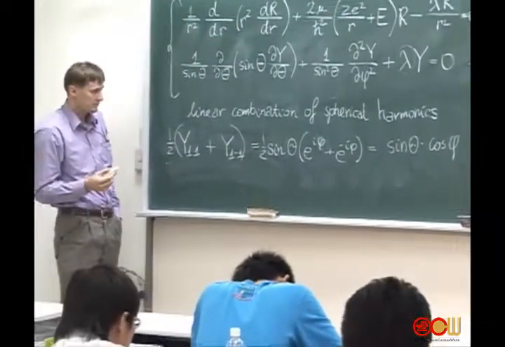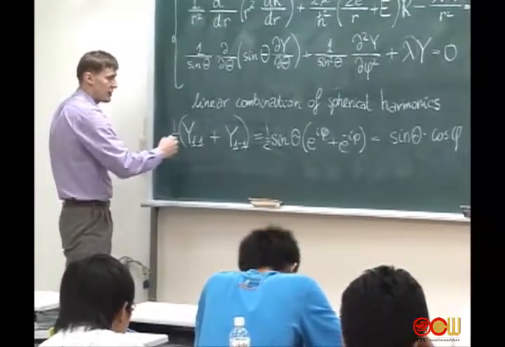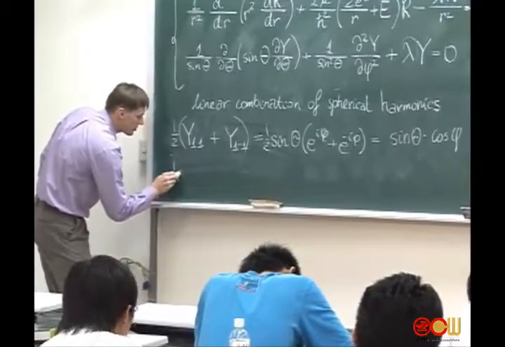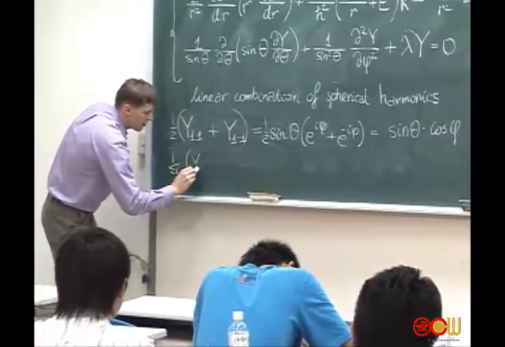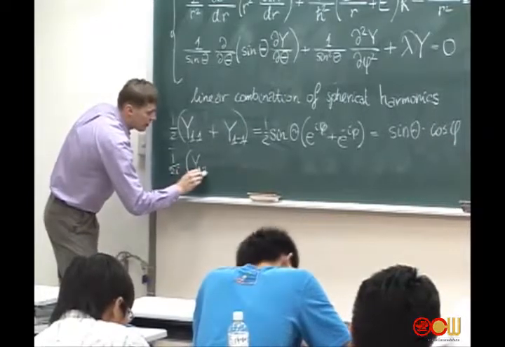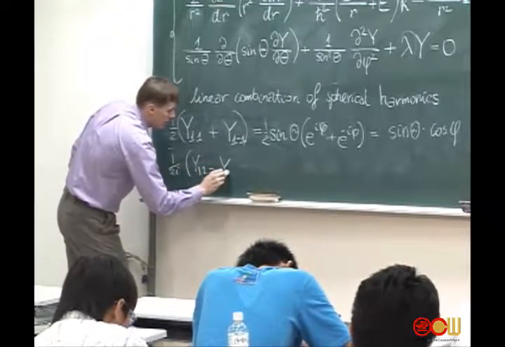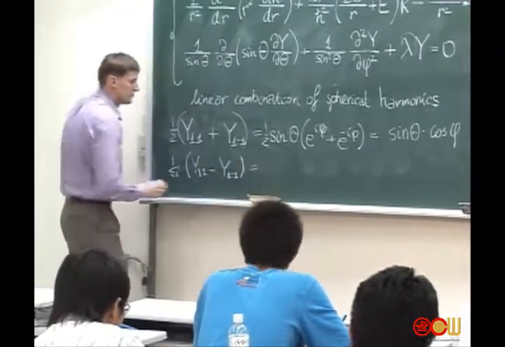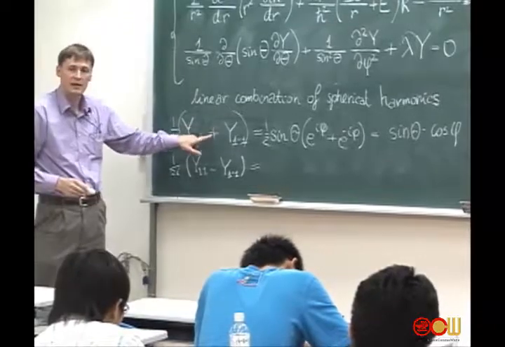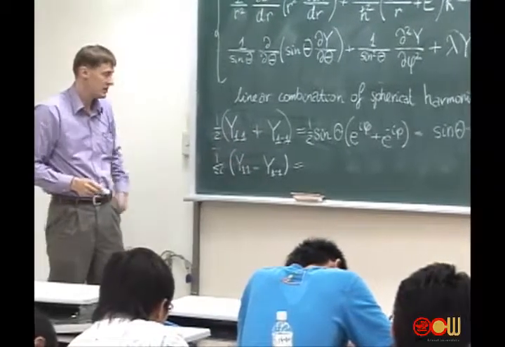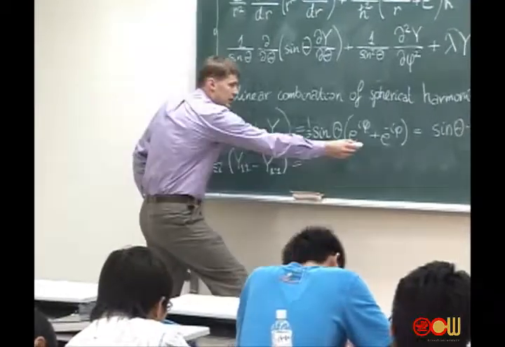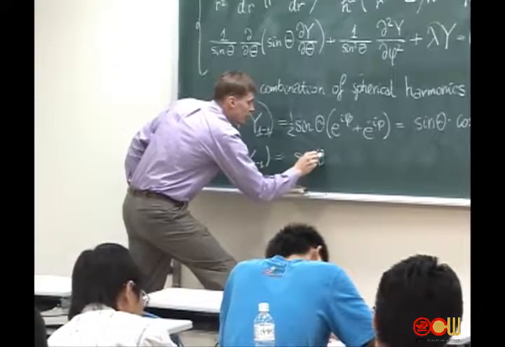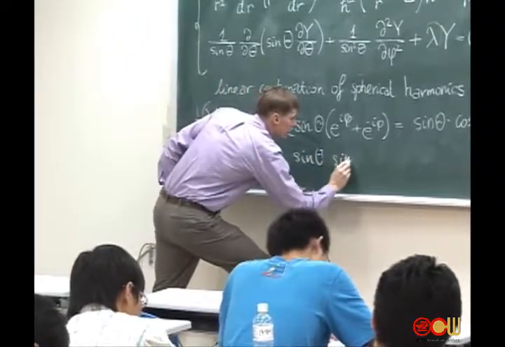Now for the other one, I have one linear combination. The other linear combination is divided by 2i, the imaginary unit. I have Y 1, 1 minus Y 1, minus 1. So once with the plus sign, another one with the minus sign. This linear combination, similarly to the one before, gives me sine theta sine phi.